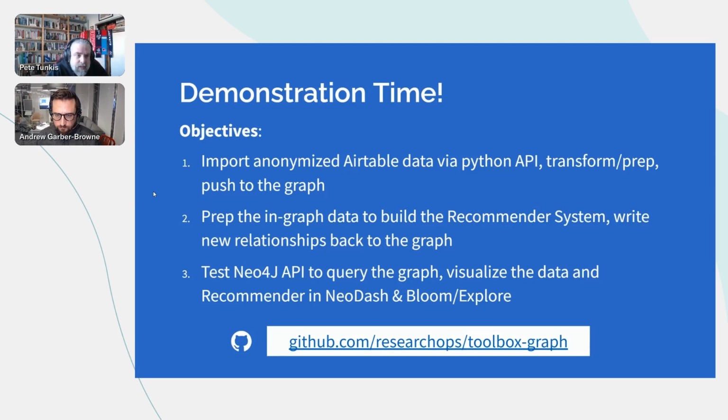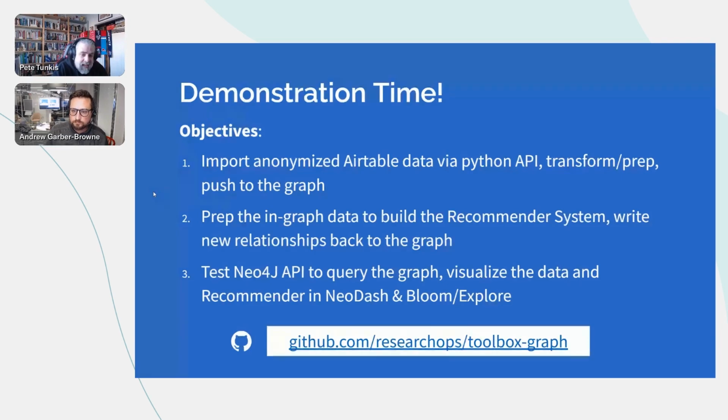And indeed, we use Python to prep the data before we push it into the graph, and use the API to push it into the graph. Of course, we build the recommender system entirely within the graph. We can still do all that from Python, but everything is done using Cypher queries that are sent to our server. Write the new relationships back to the graph, and then we can again use that API to query the graph, which is pretty great considering Neo4j API. When you run queries, it outputs.